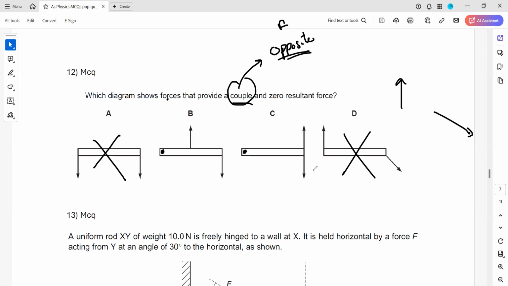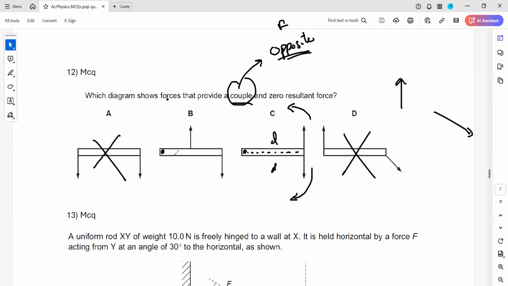So when you check C, one force is trying to cause a clockwise turning effect, and the other causes an anti-clockwise one, because the distance from the pivot is the same. So the total clockwise and anti-clockwise turning effects will be the same. So there will be no resulting turning effect. It will not turn at all.